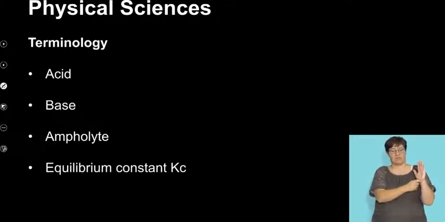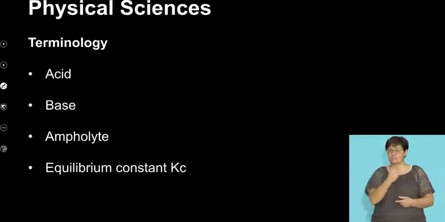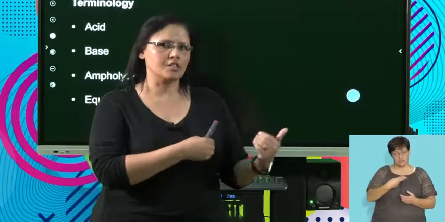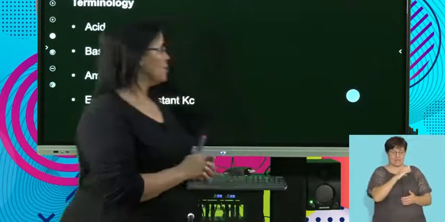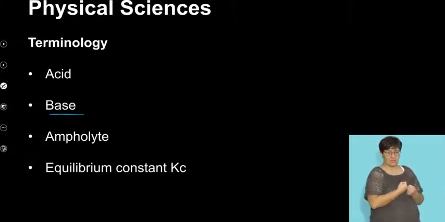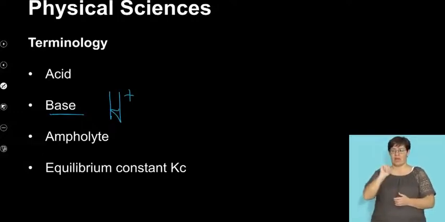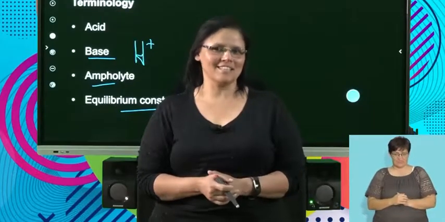Okay, the terminology that we should be open for during this lesson, or for the next session, is acid. What is an acid again? We've learned that the Lowry-Bronsted model says that an acid is a proton donor. In other words, a substance that will give away a hydrogen ion during a reaction. A base on the other side is a proton acceptor. In other words, it will accept or take in a proton during a reaction. Then we will work with ampholyte and we will talk about equilibrium constant, and I think you will remember we spoke about that one, Kc.